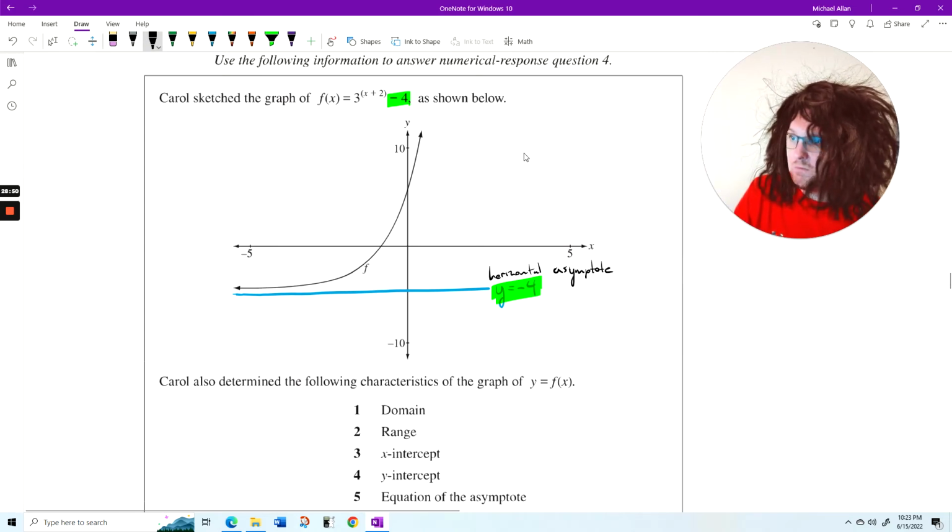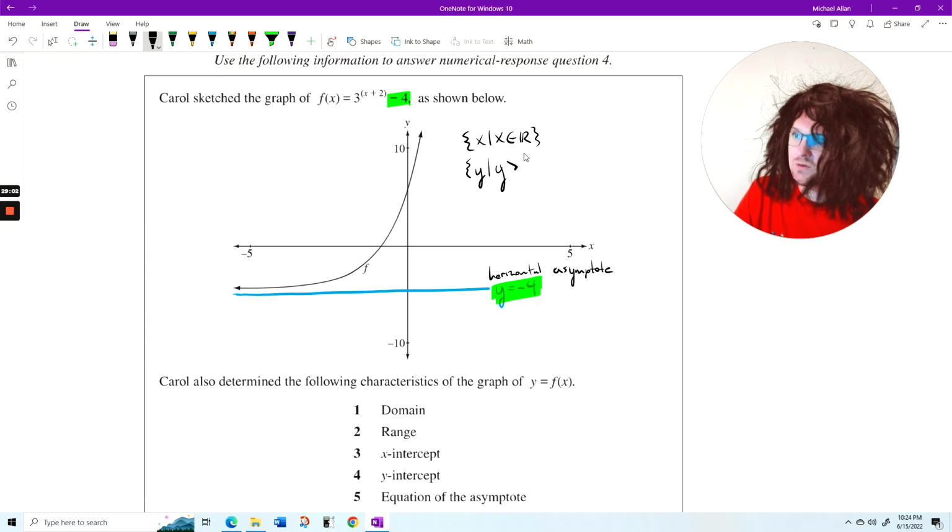Right now, the domain of this graph, if I were to write it down, is x is any real number. That's its domain. Its range, which is a y value, is going to be y is greater than, but not equal to, negative 4, y is a real number. Okay, those are the two things there.